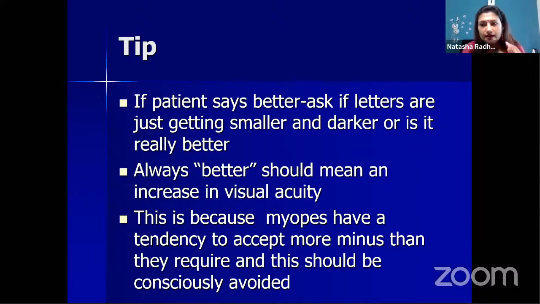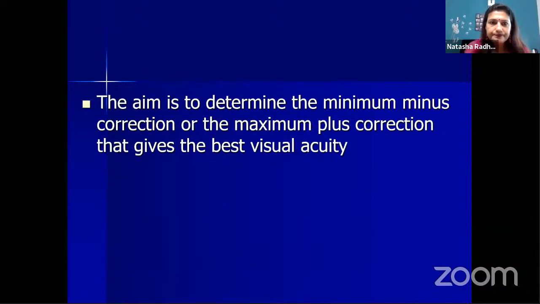Now, sometimes when it's a myopic patient and you keep on adding minus 0.25, he will say better and better. Sometimes what happens is that the letters just get smaller and darker. So you have to ask the patient, is it just smaller and darker or is it really better? Better should mean better increase in visual acuity. So 6/9 partly should become 6/9, 6/9 should become 6/6 partly. And it should not just be 6/6 partly, but I can see better, because myopes have a tendency to accept more minus than they require. And this should be consciously avoided.